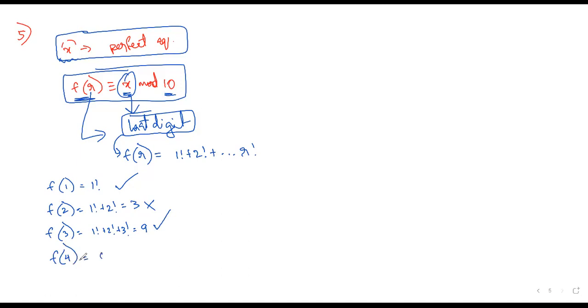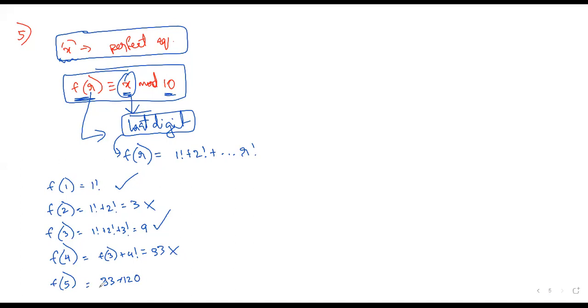F of 4 would be f of 3 plus 4 factorial, correct? So this would be 24 plus 9, which is 33. This won't satisfy. Now f of 5 onwards, it's very interesting. Let me just write the value of this. 9 plus 24 would be 33, and then 33 plus 120.